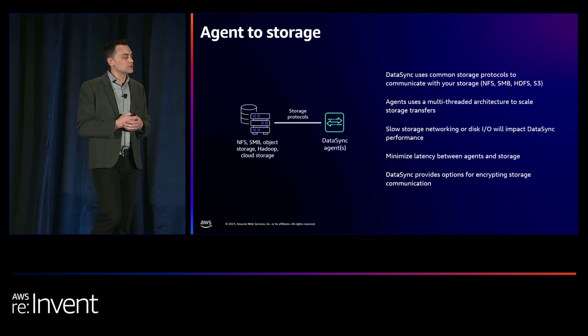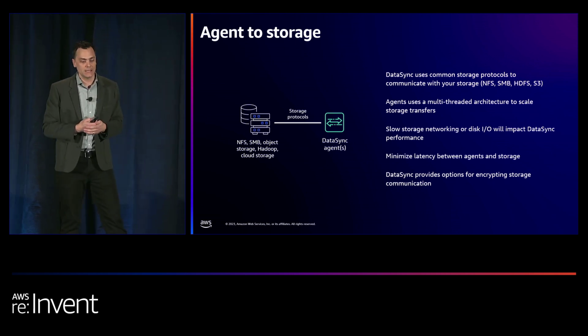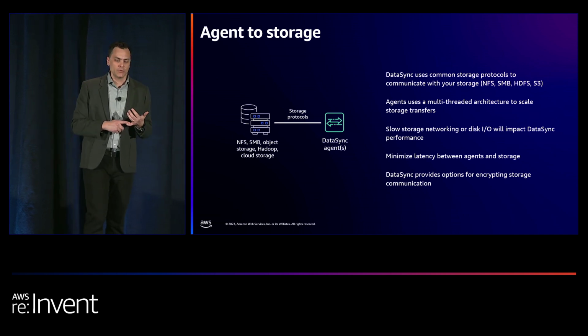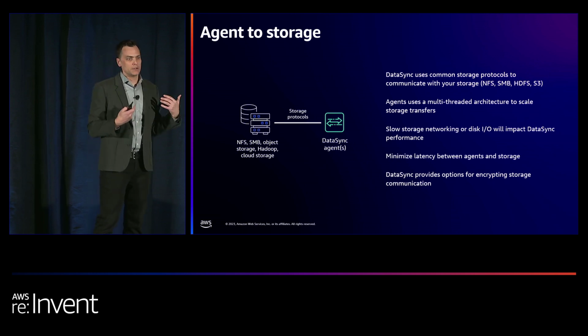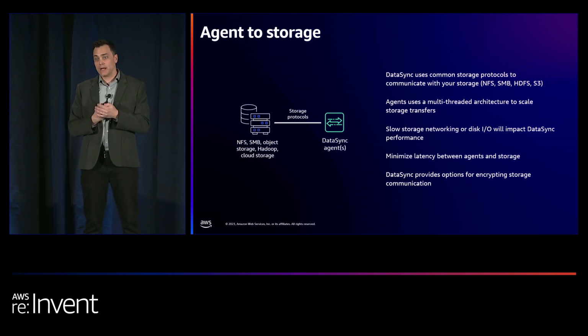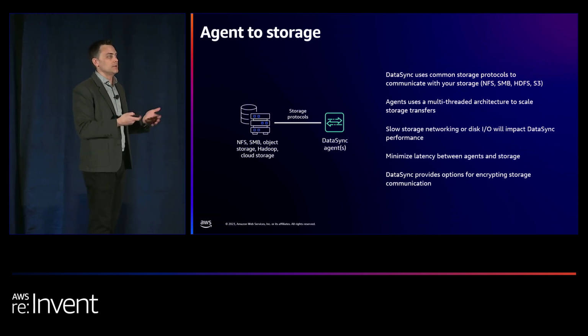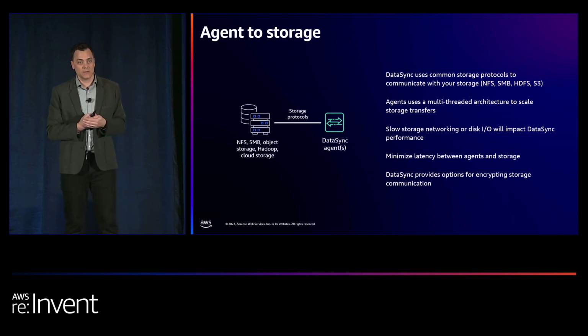As I mentioned, slow storage networking or I/O could impact DataSync performance. You also want to minimize the latency between the agent and the storage. Sometimes customers will come to me and say, well, look, I've got a Direct Connect from my VPC in AWS down to my storage that's running in my data center. Can I just run the agent as an EC2 instance? And like all good engineers, my answer is it depends.